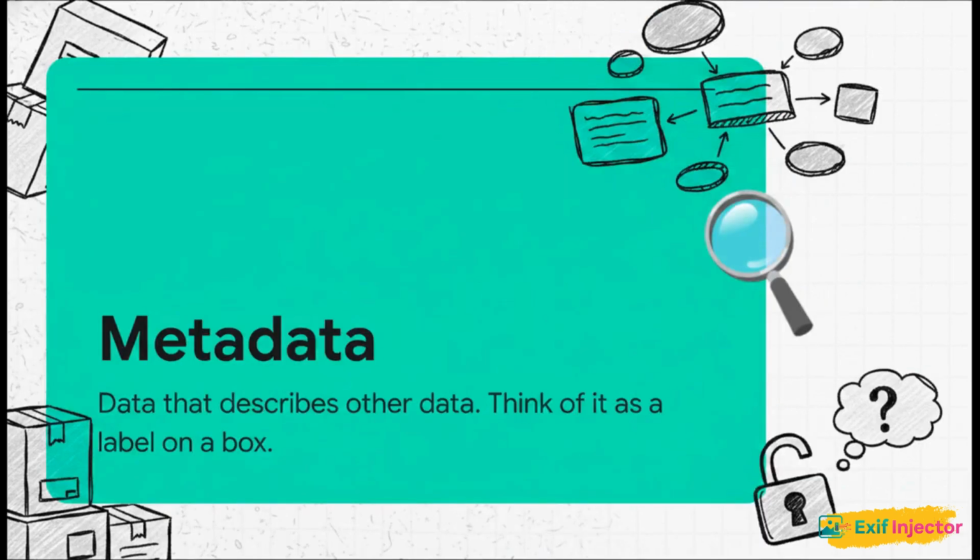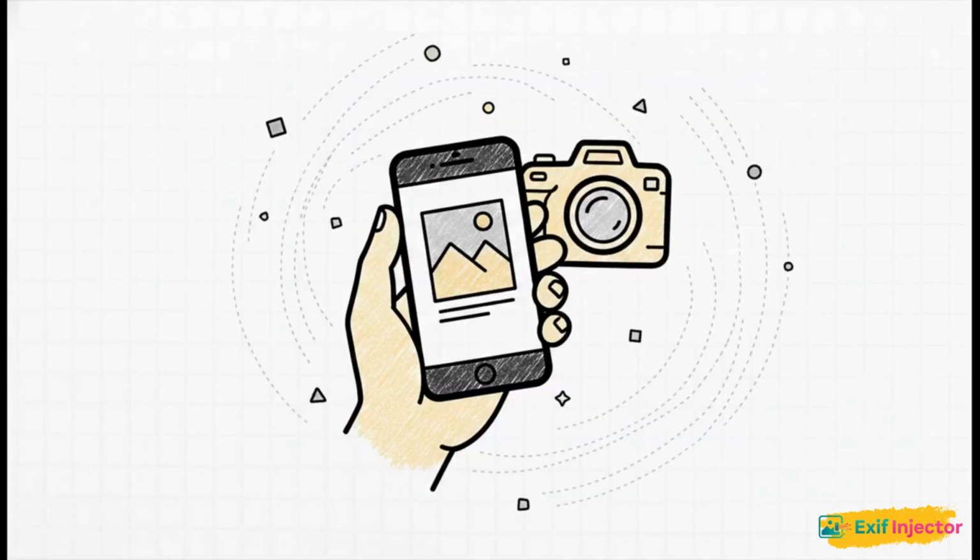It's basically not the stuff in the box, but the label on the box. It describes what's inside. So where do you find this stuff?